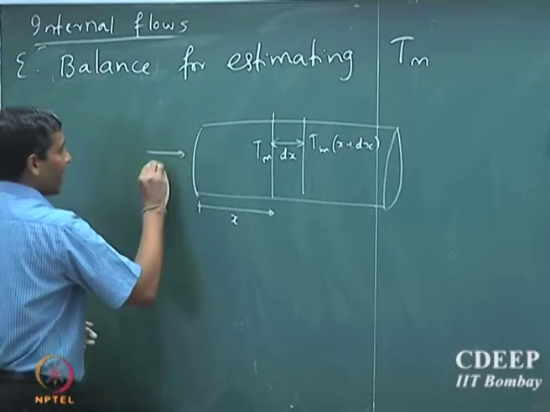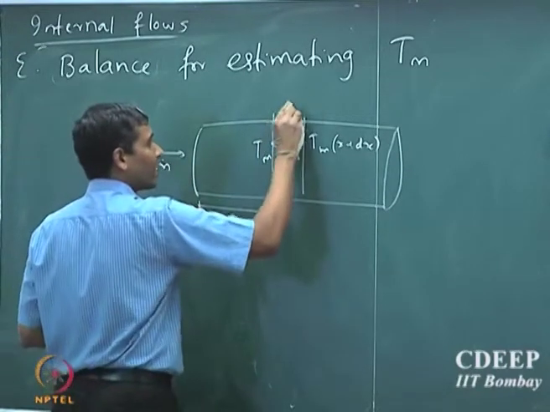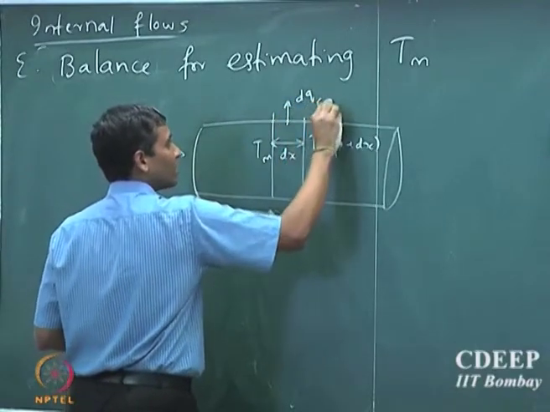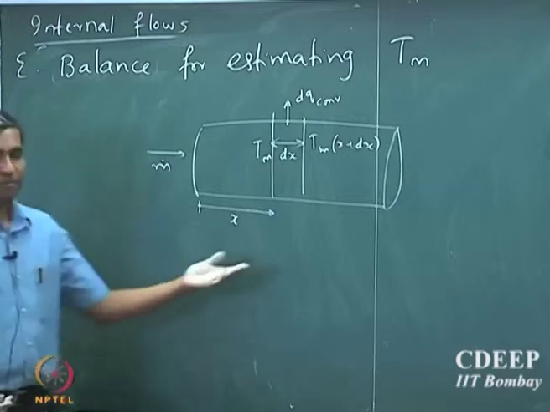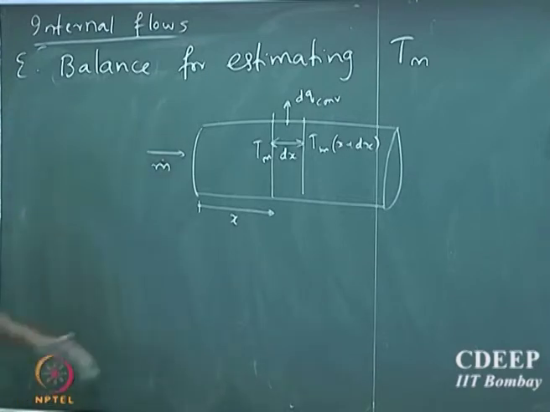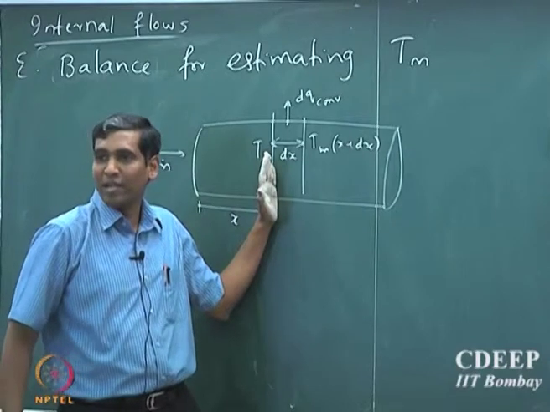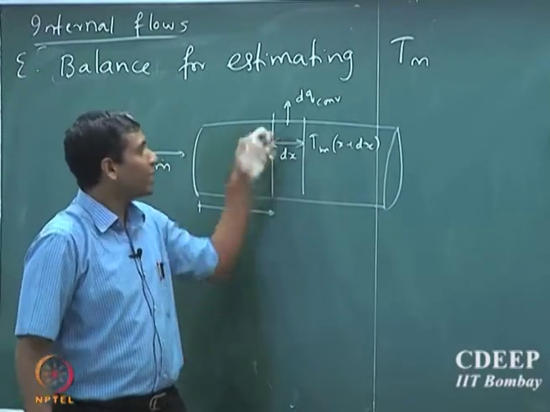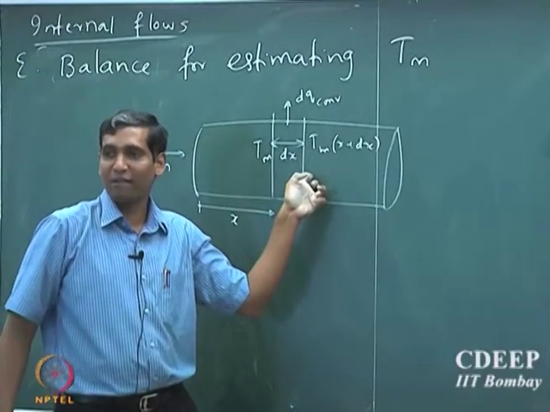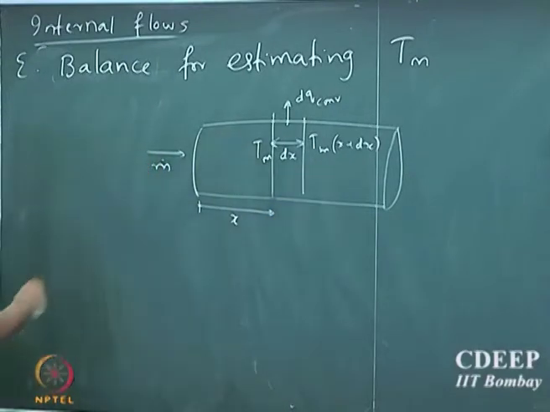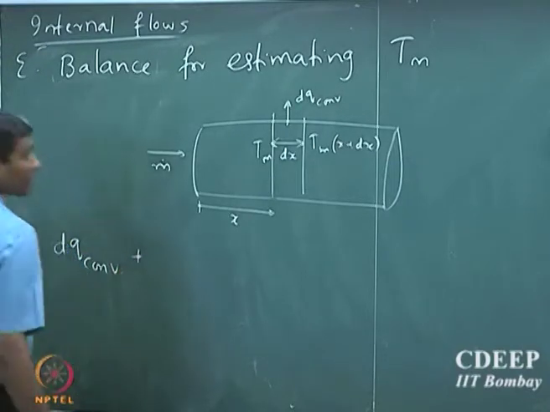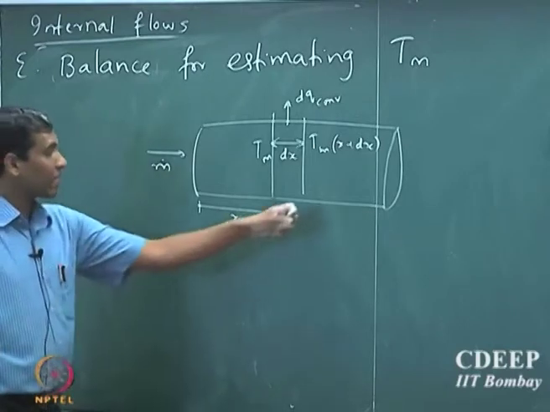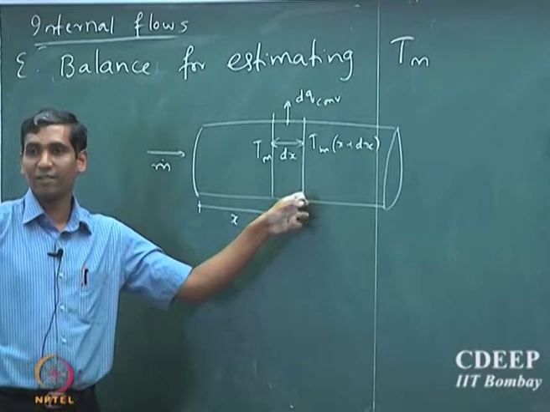And if the mass flow rate is m dot, and the amount of heat that is lost is dq convection, okay, so that's the total amount of heat that's lost from the surface. So what's the heat balance? Whatever heat is coming into this shell at this location should be equal to what leaves from the other end of the shell, right? So that should be dq convection, plus the amount of energy that is actually leaving this location.